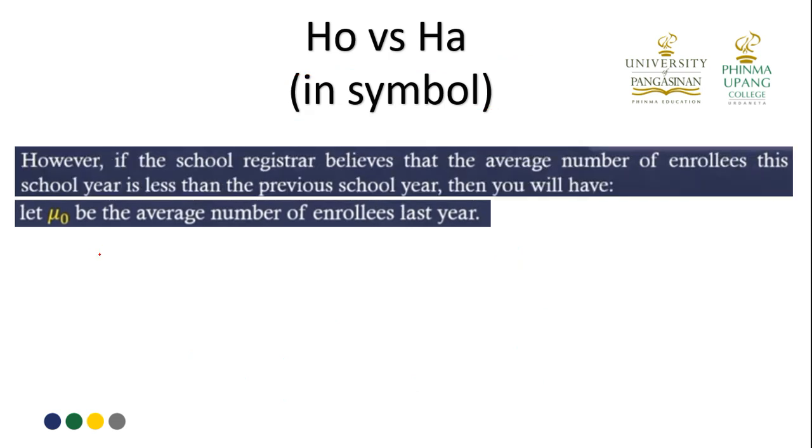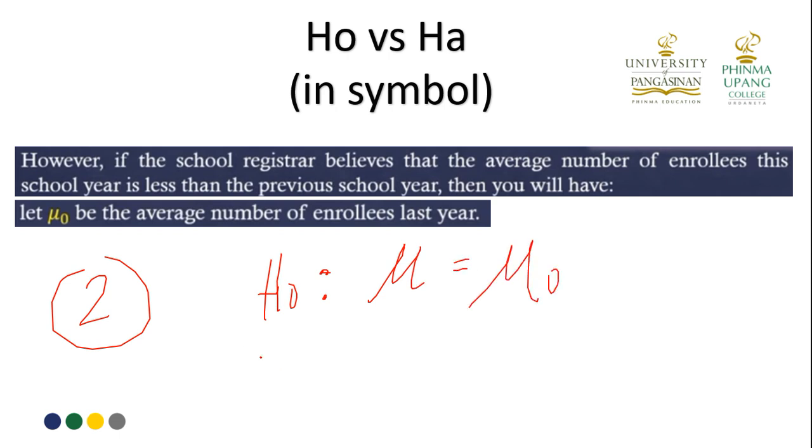Okay, number 2. Again, number 2, isulat mo ulit yung H0 mo na hypothesis, palagi siyang equal. Next, HA natin. As is ang H0 natin, pero magkakaiba tayo sa HA. In HA, balikan natin yung problem. If the school registrar believes that the average number of enrollees this school year is less than. So there's a word less than here. Ibig sabihin po, the mean is less than the specified value. Then that is the HA po in number 2. Kasi meron tayong nabasang less than, no?